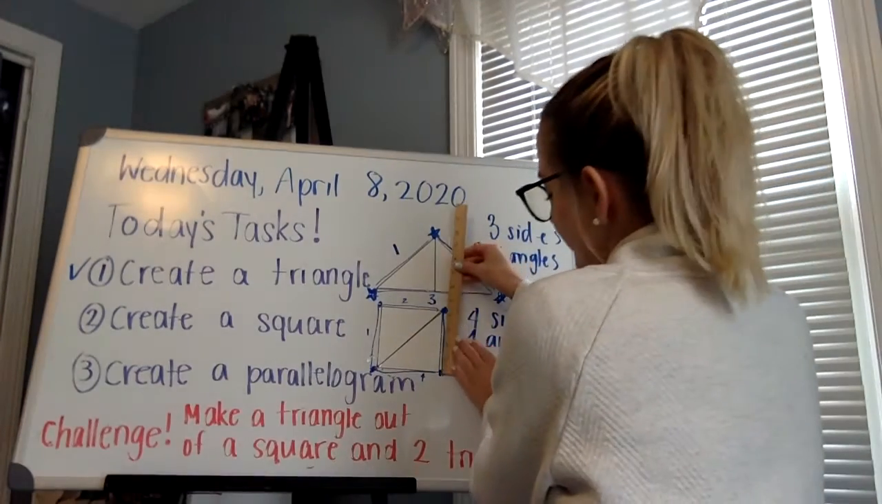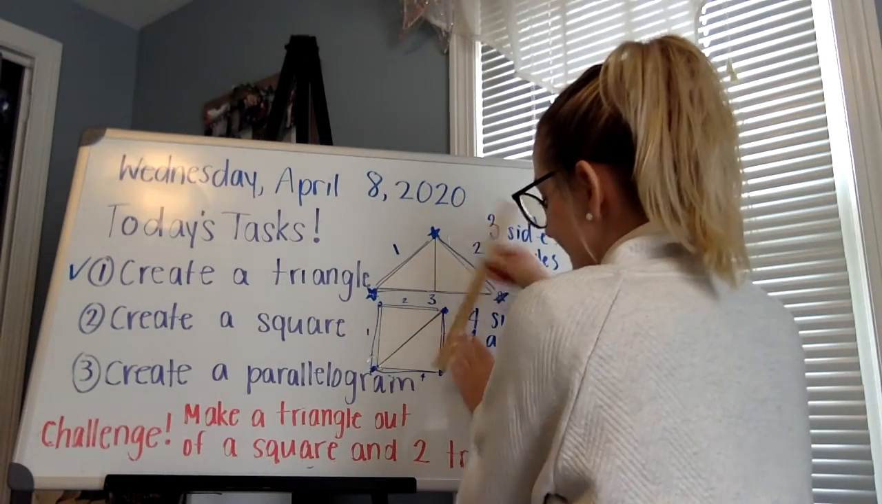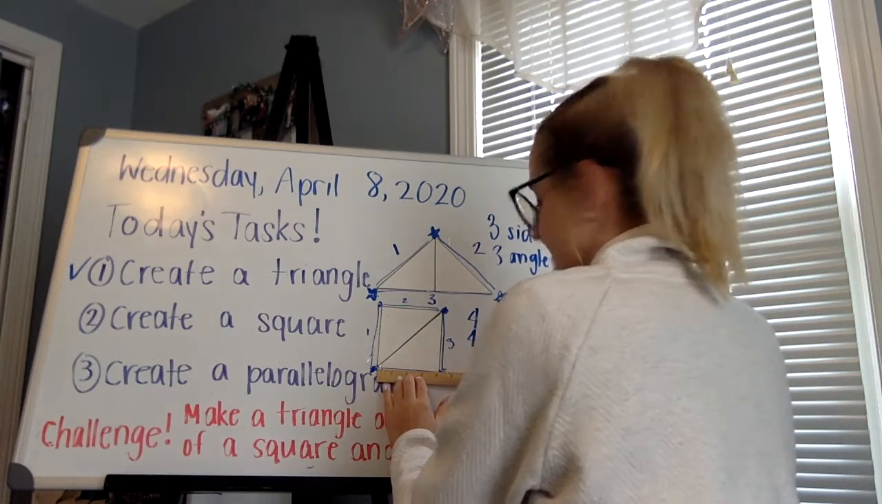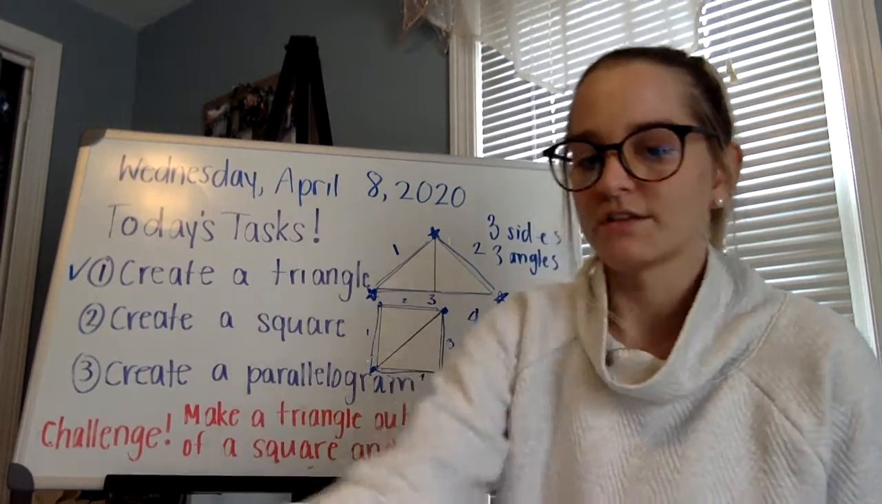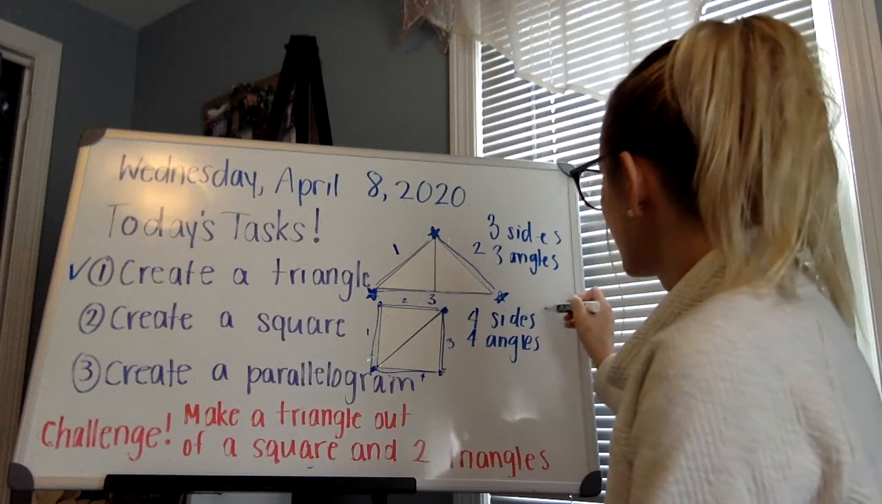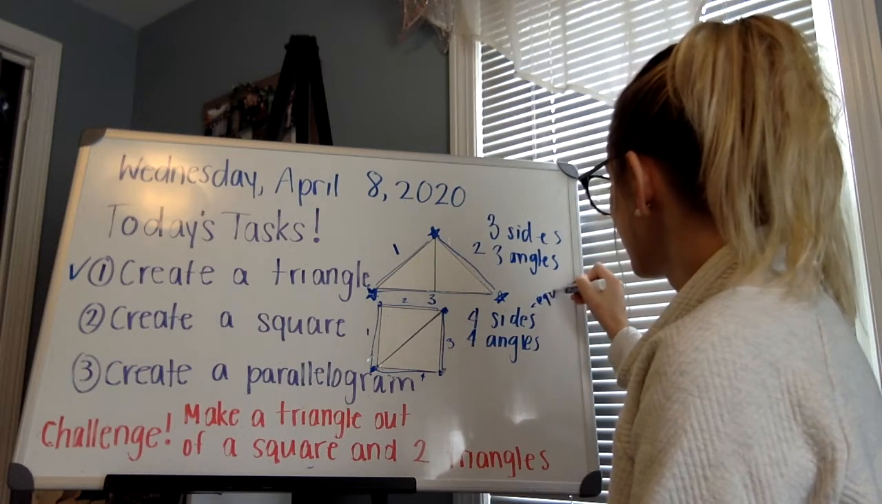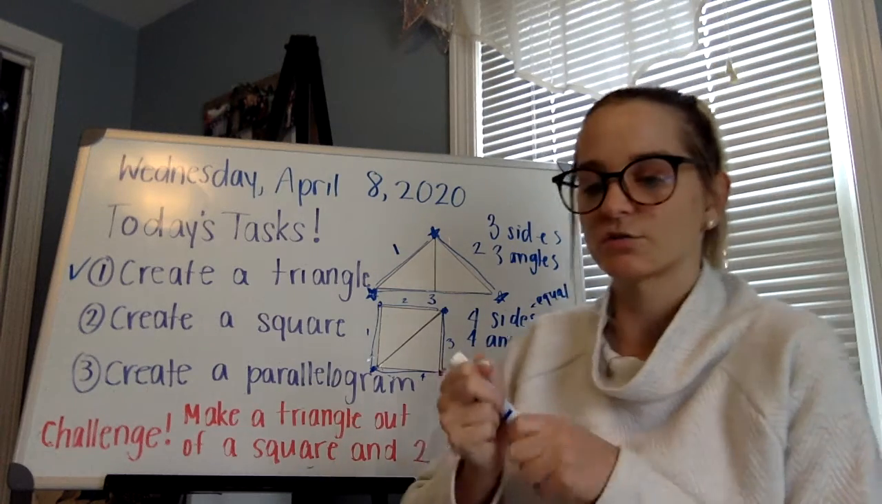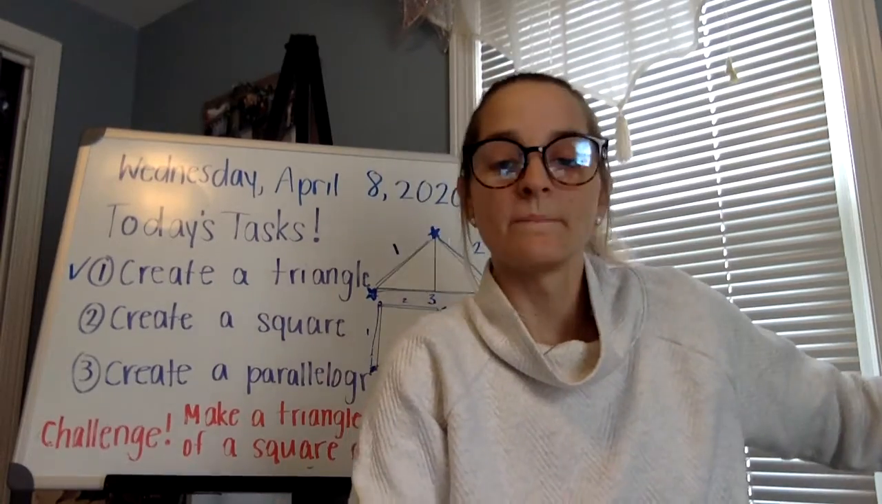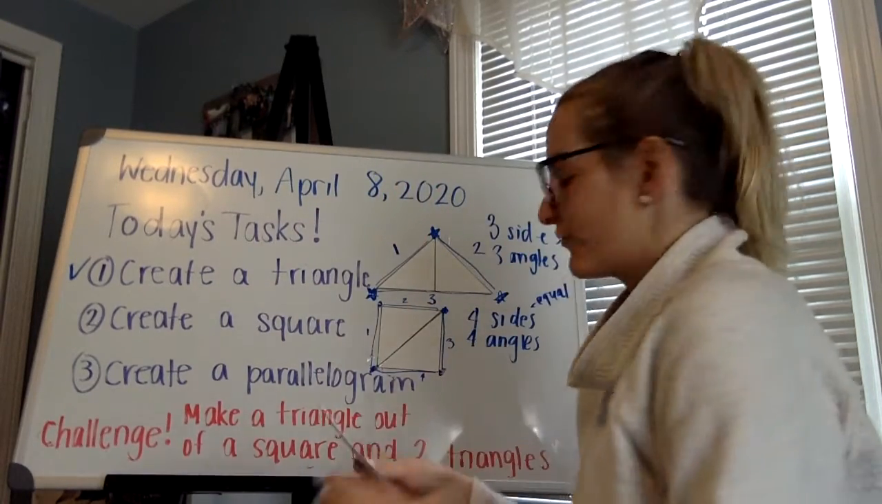Silly me. This side is about 4.5, and this side is about 4.5. So all the sides, I'm going to just write equal. And remember, our square also has 4 square corners, or 4 square angles.